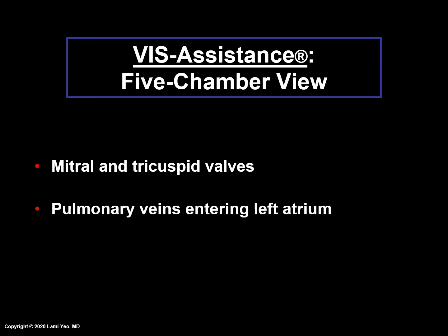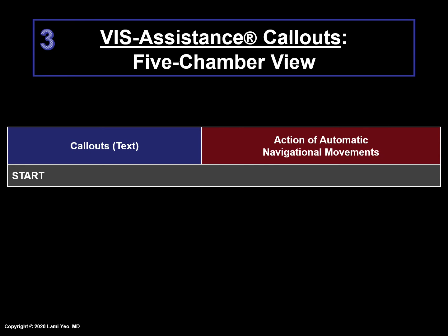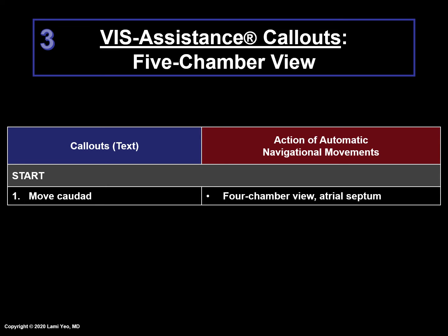The five-chamber view VISA also provides the opportunity to view the mitral and tricuspid valves, the pulmonary veins entering the left atrium, and both parts of the atrial septum, the septum primum and septum secundum. There are 12 callouts for this VISA video clip. The first callout is Move Caudad and shows the four-chamber view along with the atrial septum.